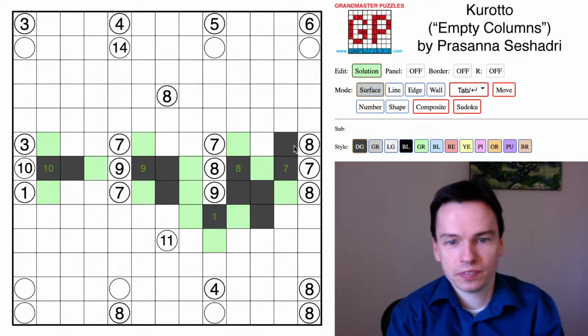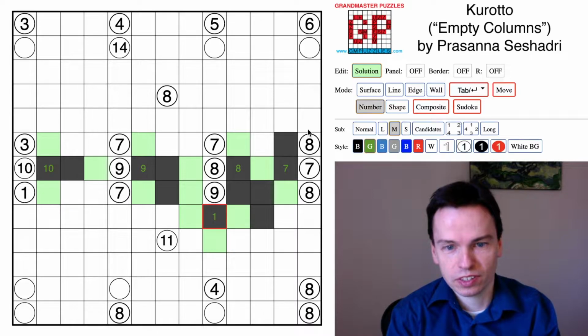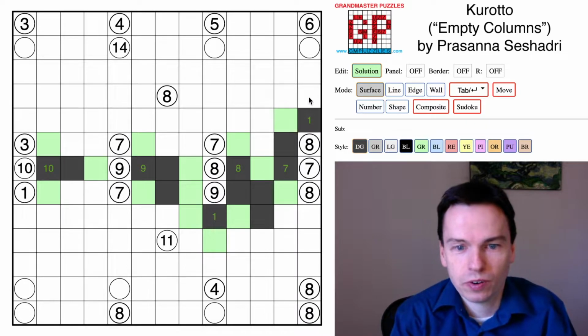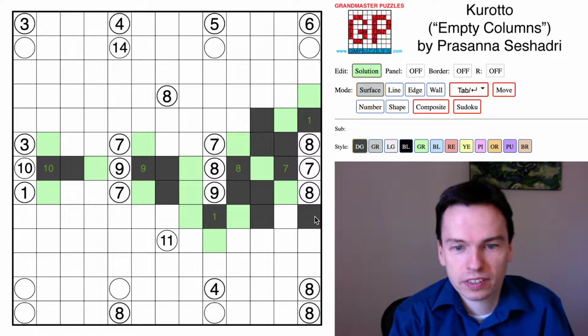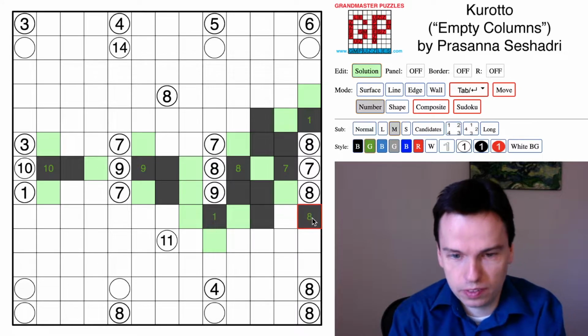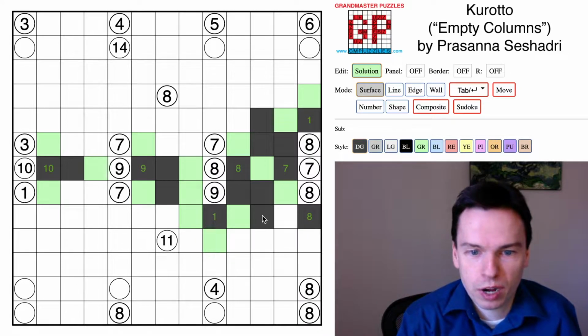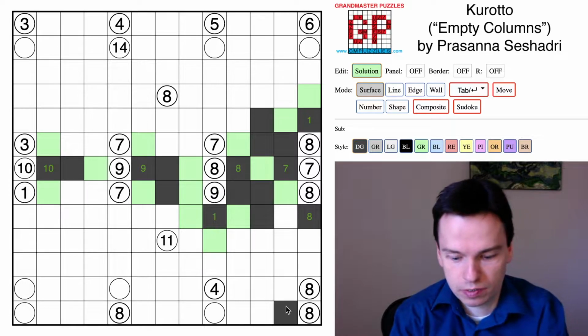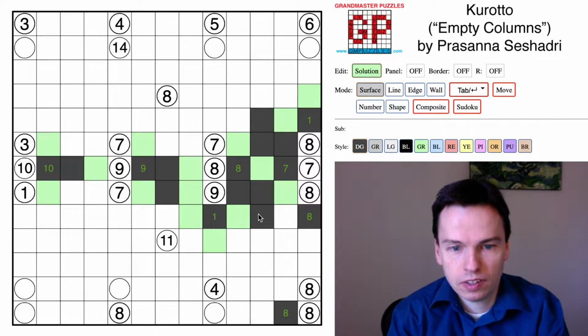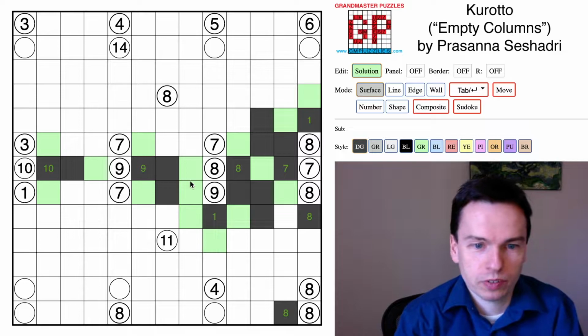keep growing out. This is now 7 to the left of an 8, so we're going to need to have a 1 just above it, so we can mark that in. This is another 8, and probably touching straight to the left of what's there, but we'll think through that group when we're a little farther into the puzzle.